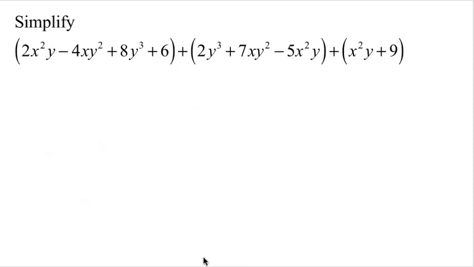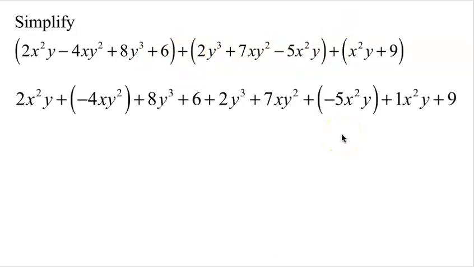So here's another one where the coefficients are a little bit more complicated. I have some x's, some y's, squares. Terms are like terms if the variables are exactly the same and the powers are exactly the same. Again, addition, addition, so I don't really need the parentheses. But I've rewritten this minus 4xy squared as plus negative 4xy squared. I've rewritten the minus 5x squared y as plus negative 5x squared y. And I've rewritten 1x squared y for x squared y. So now everything has a coefficient and everything is addition.